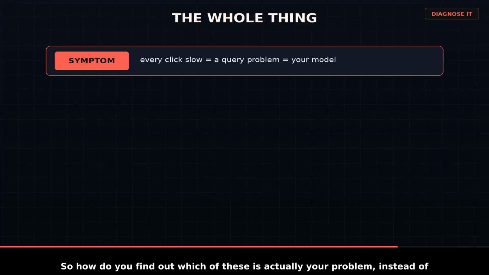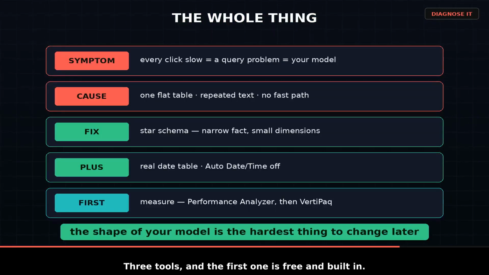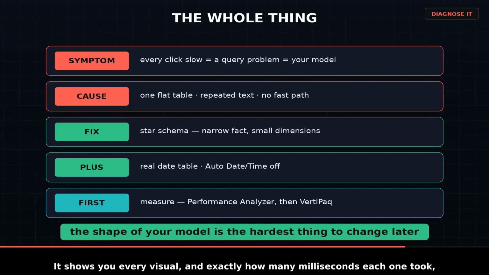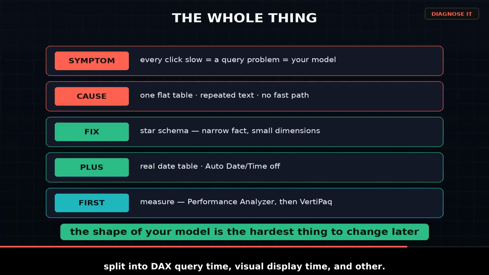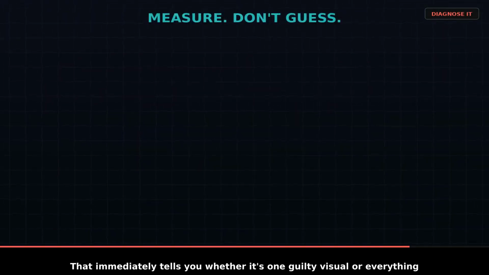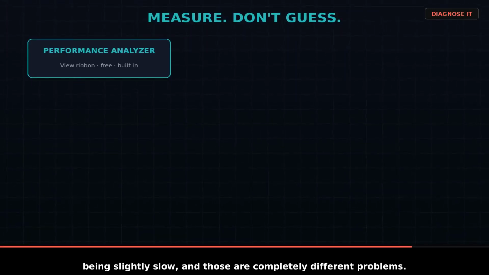So how do you find out which of these is actually your problem instead of guessing? 3 tools, and the first one is free and built-in. Performance Analyzer on the View ribbon. Turn it on, click Start Recording, then interact with your report. It shows you every visual and exactly how many milliseconds each one took, split into DAX query time, visual display time, and other.